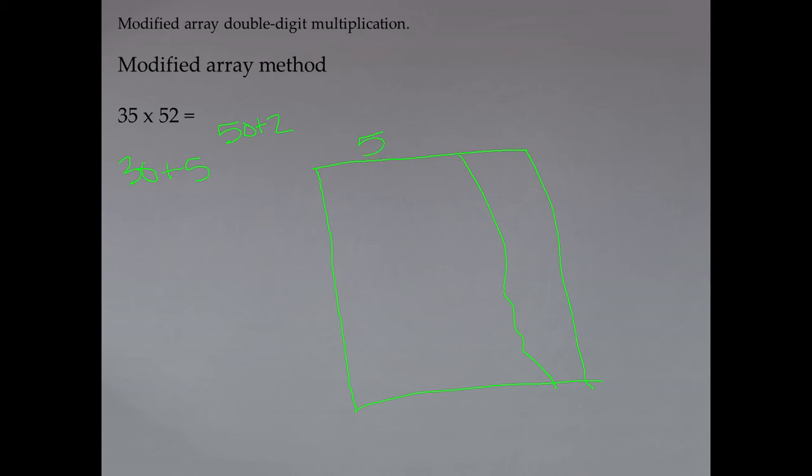This section is going to represent 50. This section is going to represent 2. Okay? This section represents 30. This section represents 5. Now, if you see, my 50 and my 2 are on the same side. You must make sure that your number is on the same side. I would never put 50 over here and my 5 over here because that's not the number. That would be 55. What we're multiplying is 52 and 35.